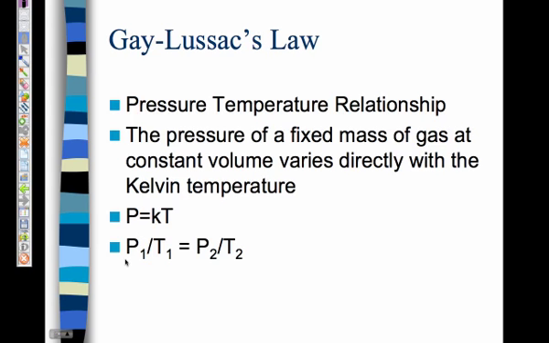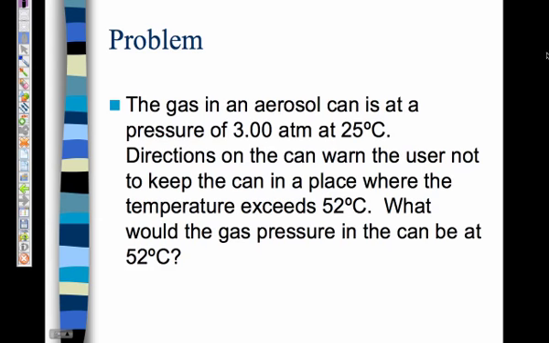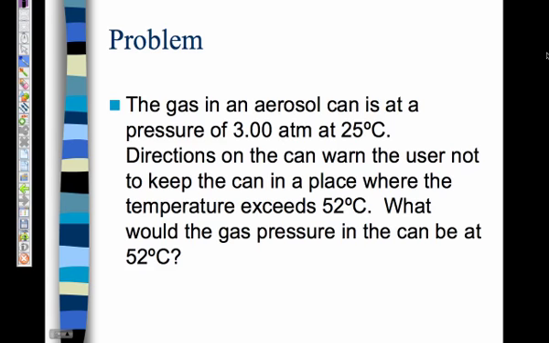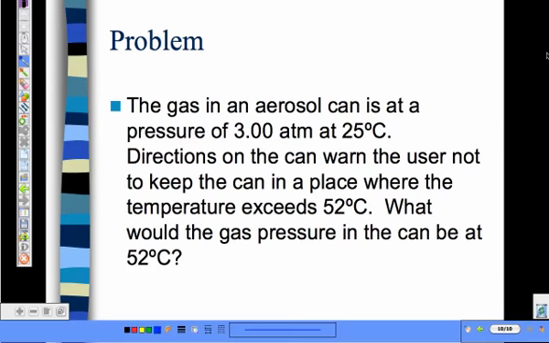So we're going to use this equation, P1 over T1 equals P2 over T2, since they're directly related. Let's do this example. So here's another example. The gas in an aerosol can is at a pressure of 3 atm at 25 degrees Celsius. Now this one is about warming it up. When you are using an aerosol can and the gas is escaping, I know we're changing the amount of gas, but the pressure inside the can is also going down.